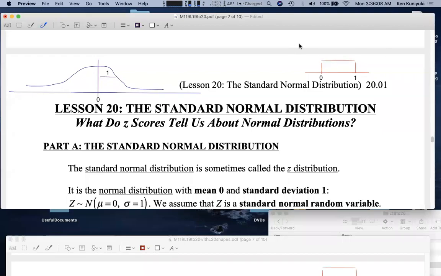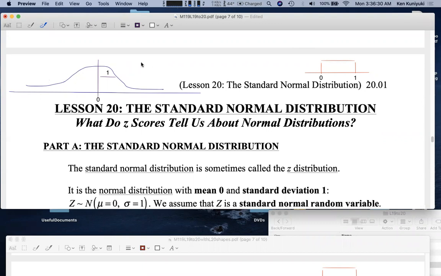Hi everyone. We're continuing with continuous probability distributions, and we're now going to come to these bell curves. In particular, we're going to start with our famous bell curve, the standard normal distribution, or the standard normal density curve. First of all, you might be wondering why we call these density curves.